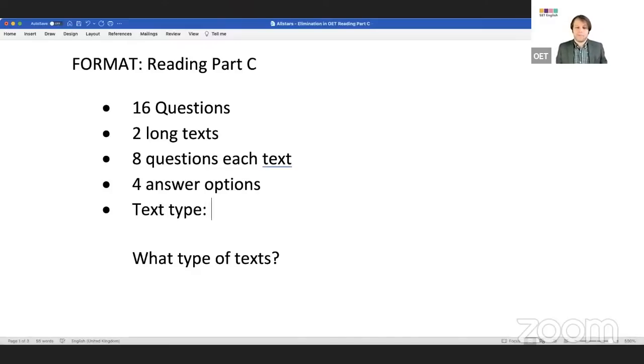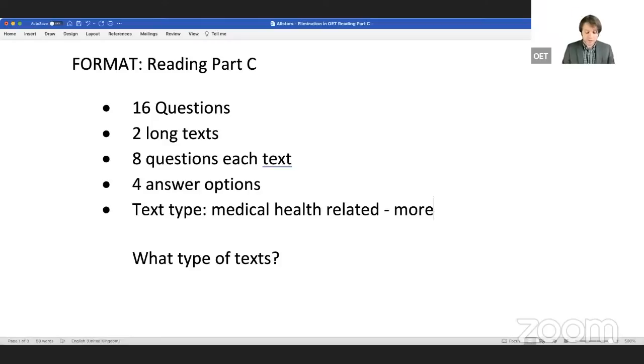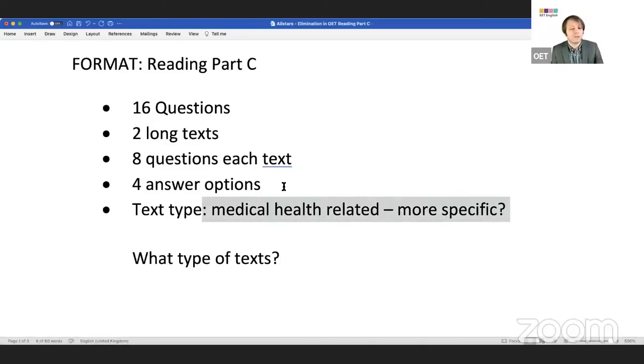It's not a newspaper. It's not an email, of course. It's not a notice. It's not case notes. It's not a cue card. What is the text type? Can anyone tell us? Someone said medical health related. So Pamela, you're saying medical health related. Yes, but that's a little bit general. Can we be more specific than that? If you're serious about studying OET, you should be able to tell me.